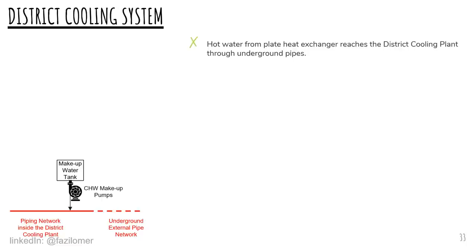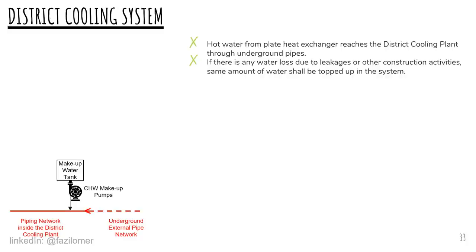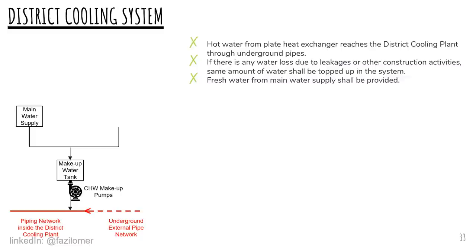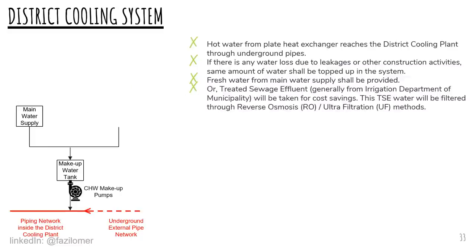The chilled water supplied to the building side absorbs heat from the building water system. This hot water from the plate heat exchanger reaches the district cooling plant through underground pipes. If there is any water loss due to leakages or other construction activities, the same amount of water shall be topped up in the system. Either fresh water from the main water supply shall be provided, or treated sewage effluent, generally from the irrigation department of the municipality, will be taken for cost savings. This TSE water will be filtered through reverse osmosis and ultrafiltration methods.